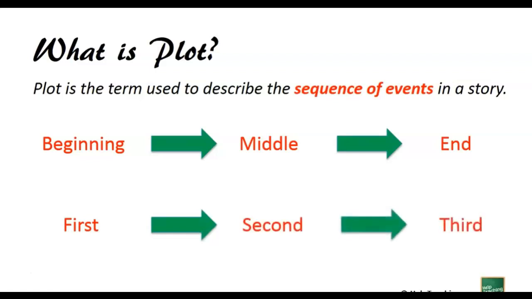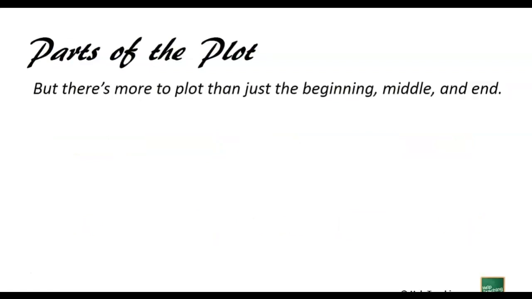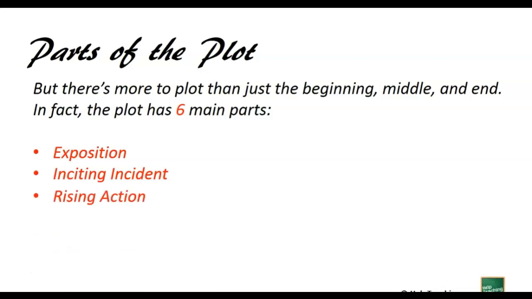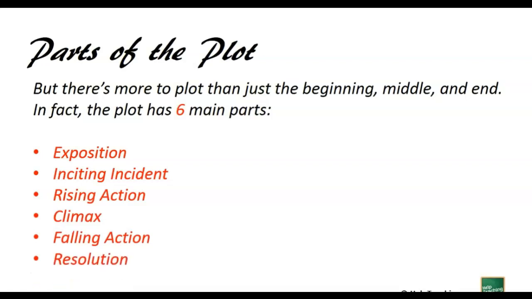But when we're talking about literature, we usually use some different terms, more than just beginning, middle, and end. In fact, the plot has 6 main parts. There's the exposition, the inciting incident, the rising action, the climax, the falling action, and the resolution, or denouement.